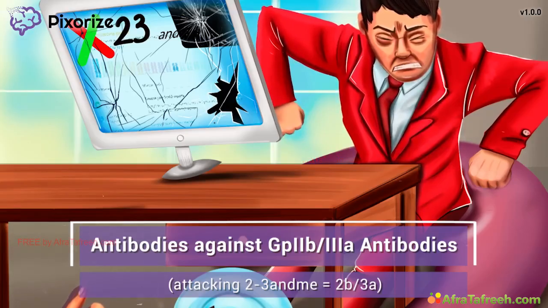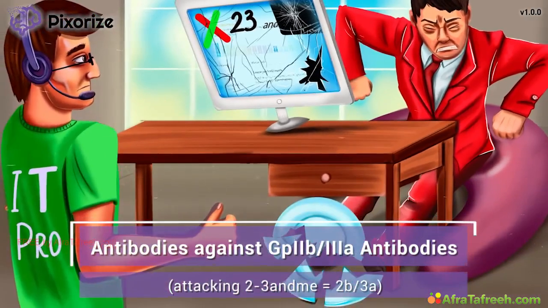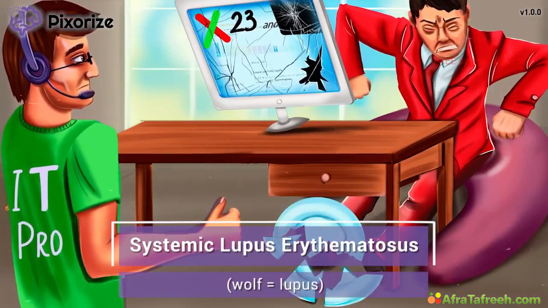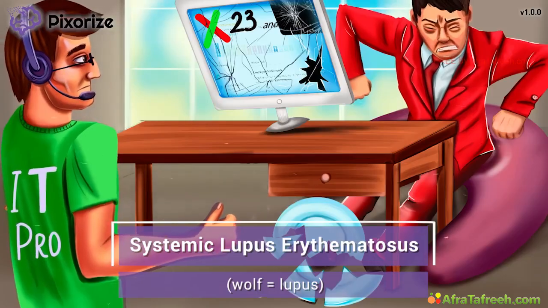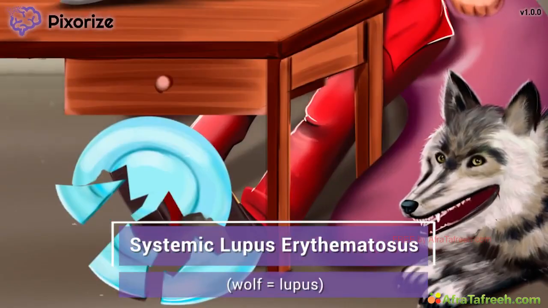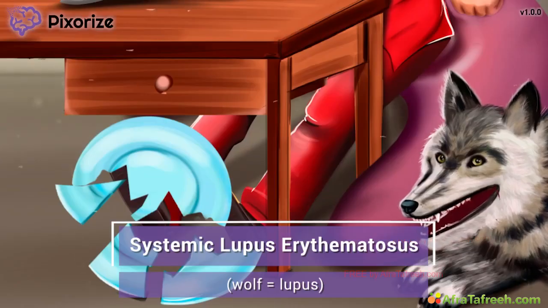The development of ITP is also often a result of other illnesses. Let's cover these clinical associations next. Like any successful executive, this boss has his fair share of enemies. To protect himself, he's trained a ferocious wolf to act as his personal bodyguard. This wolf is our recurring symbol for systemic lupus erythematosus. Get it? Because lupus is the Latin word for wolf.